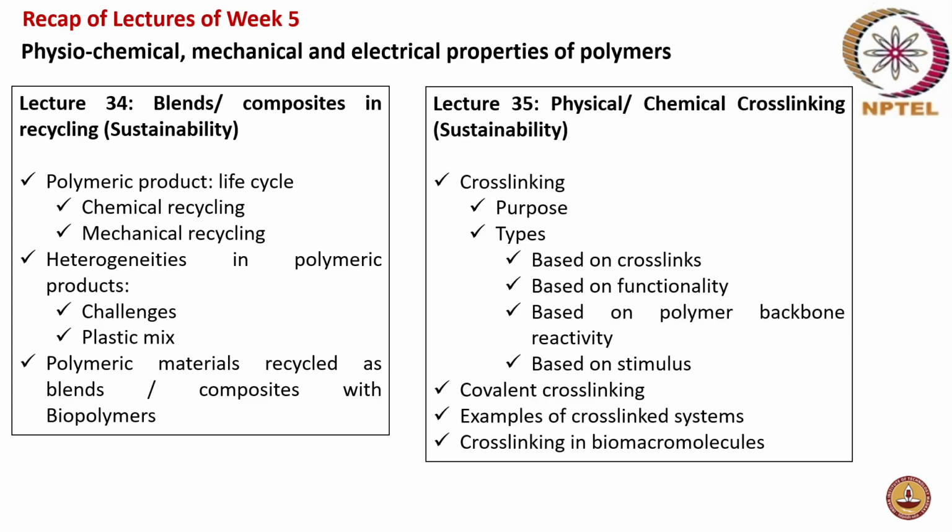Next, what is physical and chemical cross-linking? Types of cross-linking, based on the functionality, based on polymeric backbone reactivities, based on stimulus. There can be covalent cross-linking or ionic cross-linking. What are the examples of cross-linked systems? Cross-linking in biomacromolecules. So these were all discussed in this lecture.